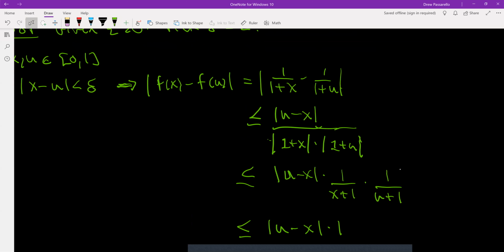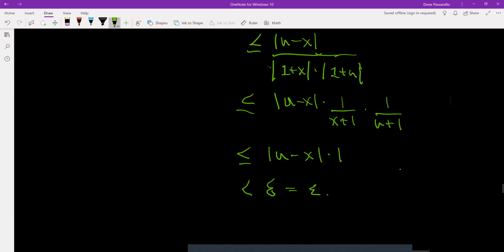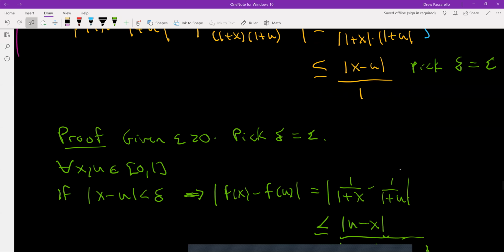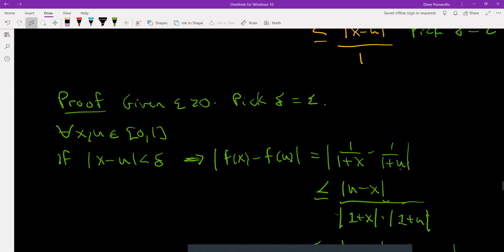So I broke it up as the absolute value of u minus x times 1 over x plus 1 times 1 over u plus 1, because each one of these was less than or equal to 1. So that's why it'd be absolute value of u minus x times 1. All right, so then that itself is less than delta, which is equal to epsilon. All right, so that's the answer for that one.